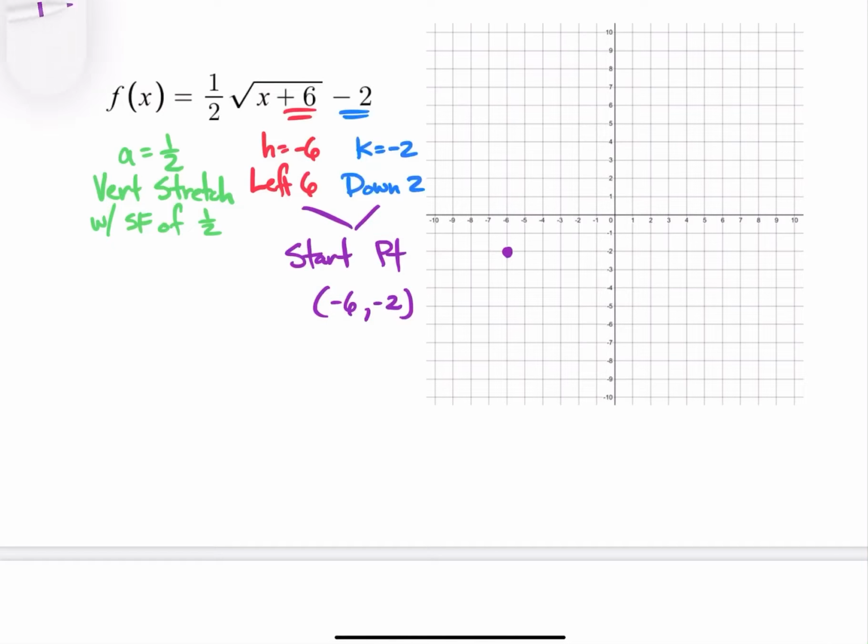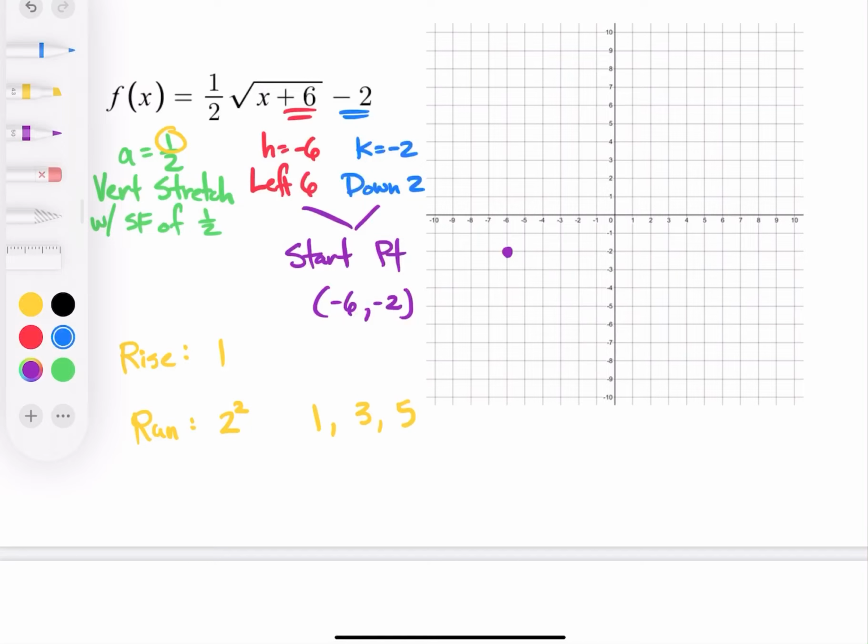Okay, now we're going to go ahead and look for our additional points by looking for our rise and our run. So the rise, once again, is going to be the numerator. Well, the numerator is 1. And then the run is going to be our denominator squared. So that means 2 squared. And we're going to multiply it by 1, 3, 5. So this is a little bit different now because our denominator is different. Well, 2 squared is 4.